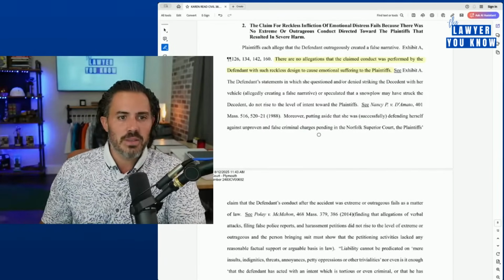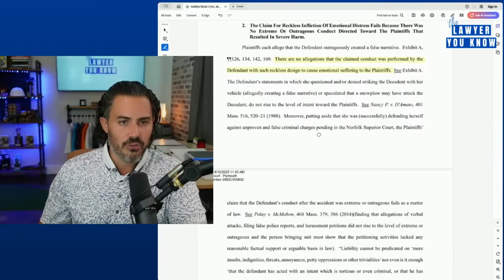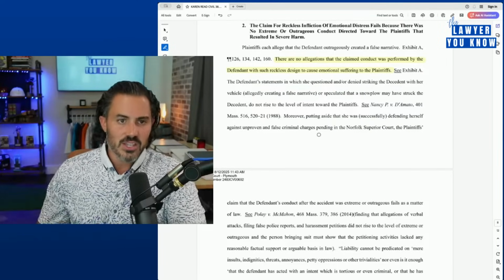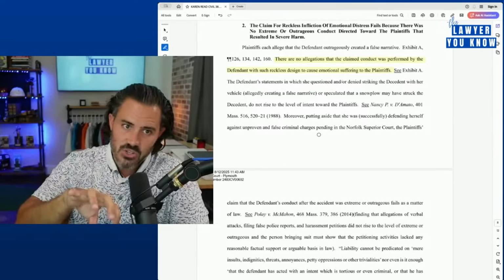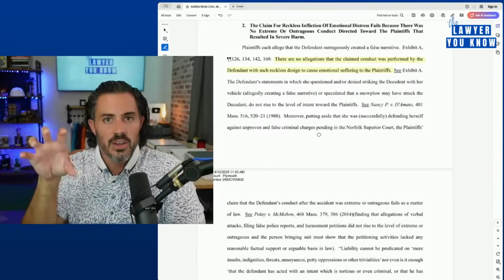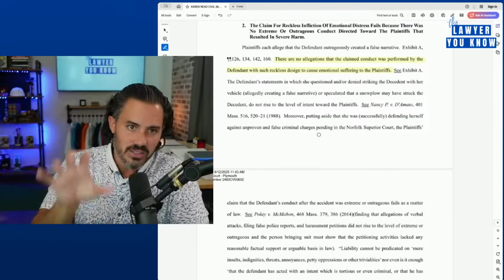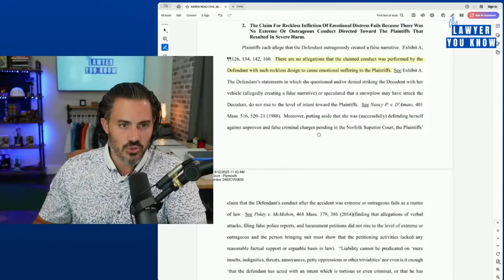The defendant's statements in which she questioned and or denied striking the defendant with her vehicle, allegedly creating a false narrative, or speculated that a snowplow may have struck the decedent, do not rise to the level of intent toward the plaintiffs. So you got to be careful about arguing the facts aren't true versus if they are a outrageous false narrative, could it inflict extreme emotional distress?